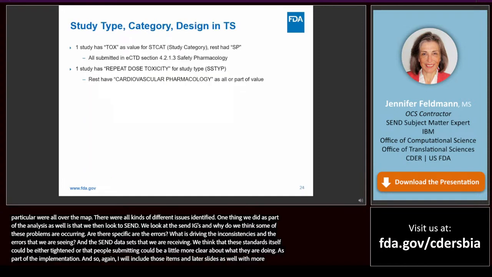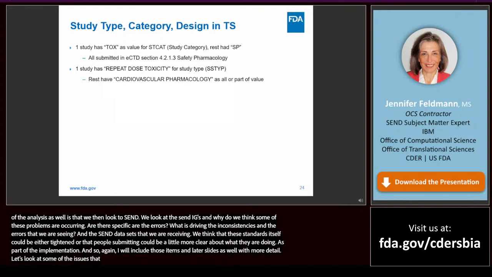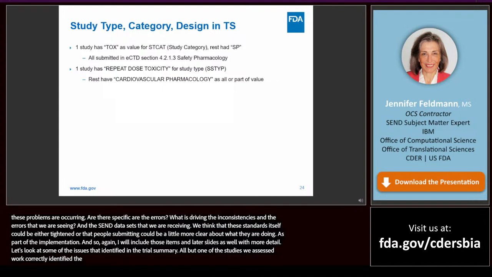All right, let's look at some of the issues that we identified in the trial summary. All but one of the studies that we assessed correctly identified the study category as safety pharmacology, SP, and included cardiovascular pharmacology as all or part of the study type. We did have one study that came through as a tox study, repeat dose toxicity.